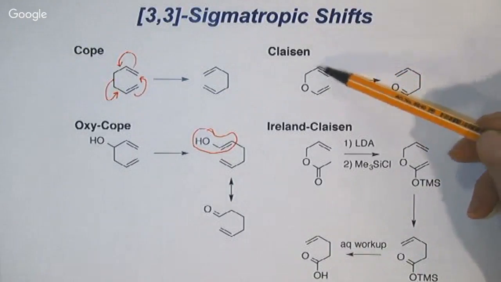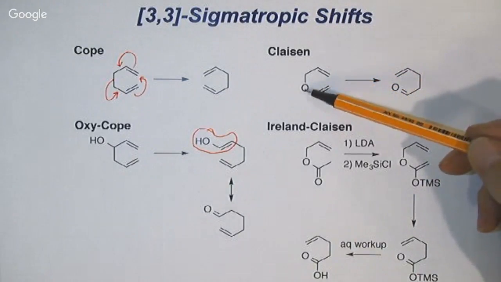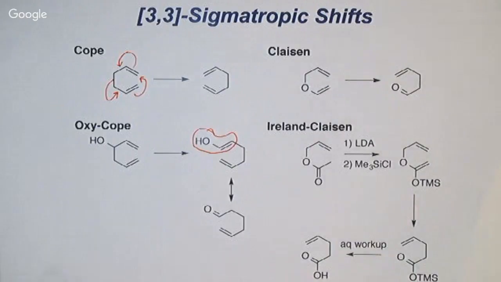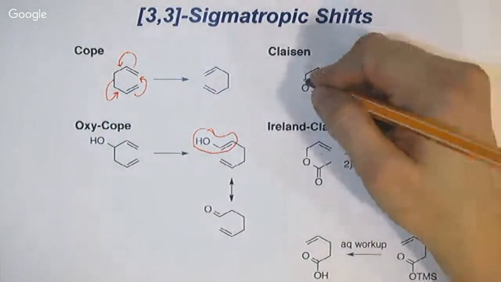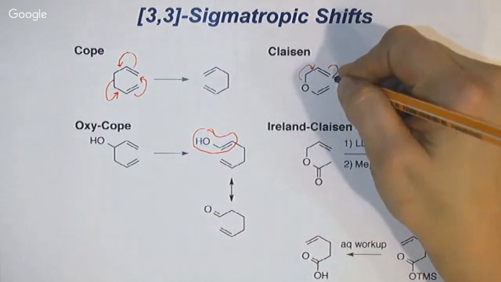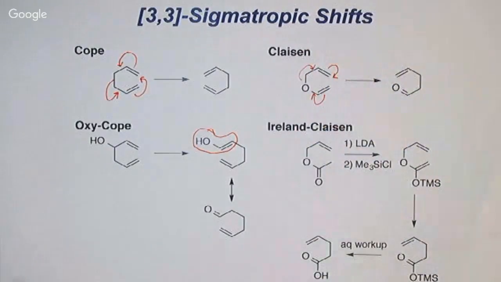A Claisen rearrangement looks exactly like a Cope, except there's an oxygen embedded within that 1,5-diene. As you go through the rearrangement, and here I can draw my arrows in the opposite direction, you end up forming an aldehyde. In this particular case, an Ireland-Claisen happens to be when you start with an ester.